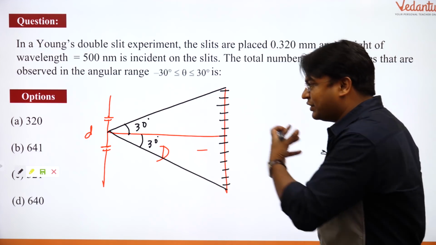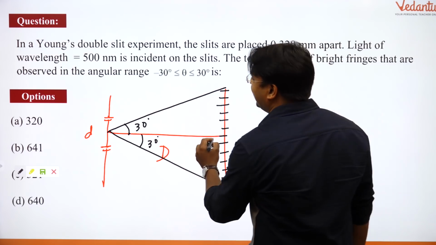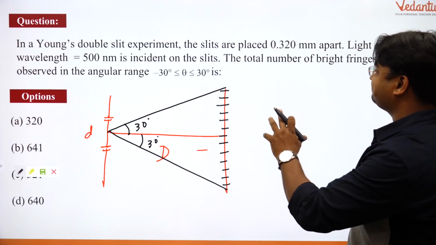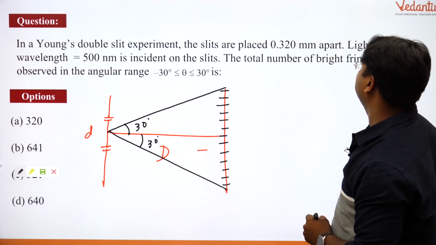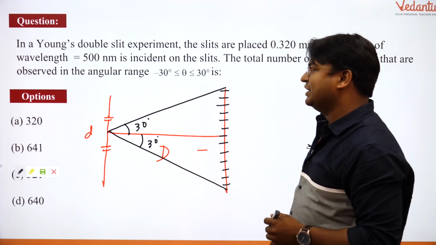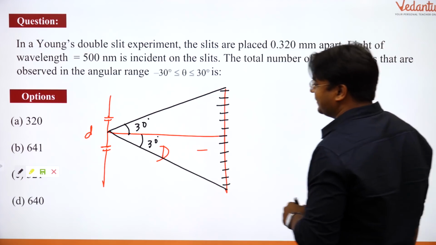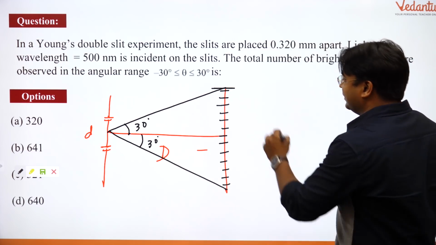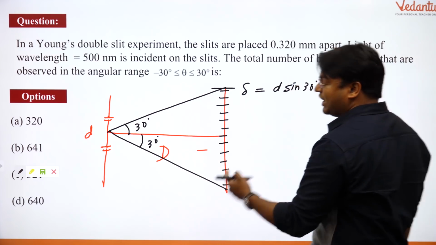One of the ways that I could attack this problem is this. This angle is let's say 30 degrees, and I'm not aware of this distance. The total number of bright fringes has been asked. Actually, the theory that I was thinking required the knowledge of D, so let me get to the correct solution only. What we can do is figure out the path difference here. The path difference here would be d sin 30.